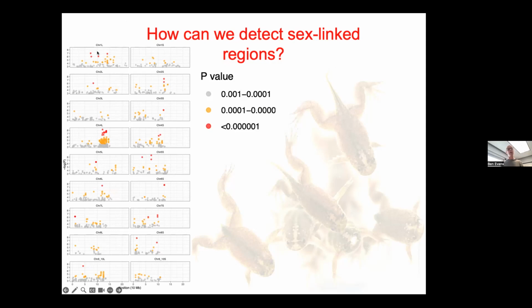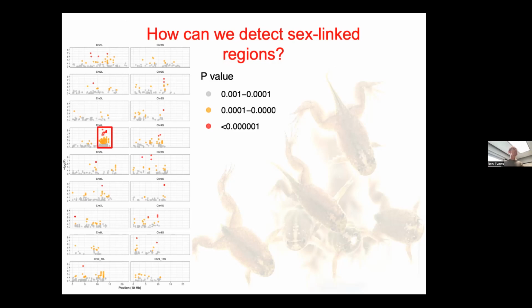I know it's a small font here, but this would be chromosome 1L, and this is the beginning of the chromosome at a telomere, and that's the end. And then there's another chromosome that has a beginning and an end. And then we have on the y-axis the probability that a particular variant is associated with the sex of the offspring. So this is sort of like a GWAS study. It's basically a genome-wide association study that looks at the association between variation at the DNA level and a phenotype, which in this case is the sex phenotype of each offspring.